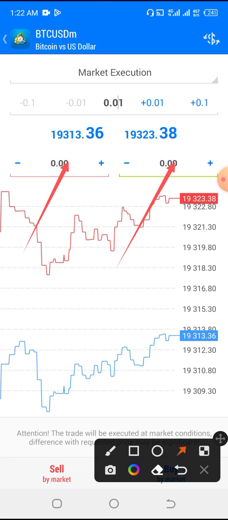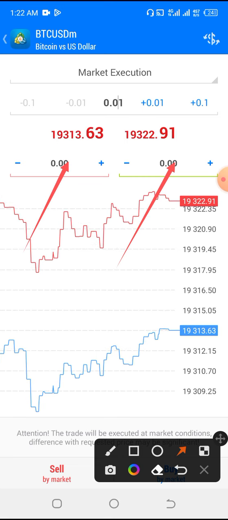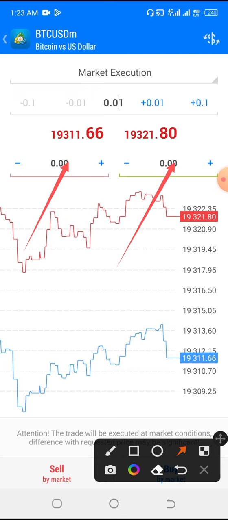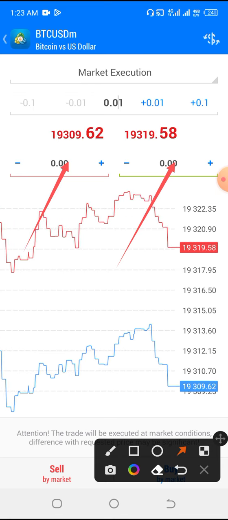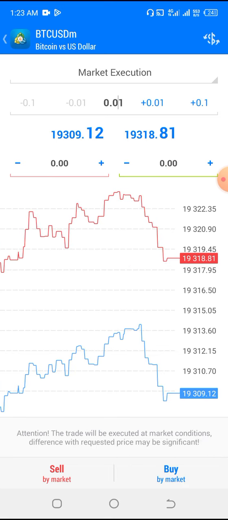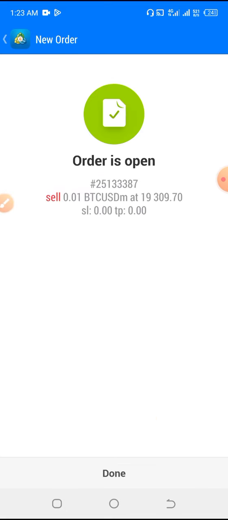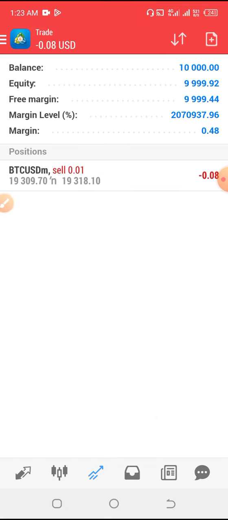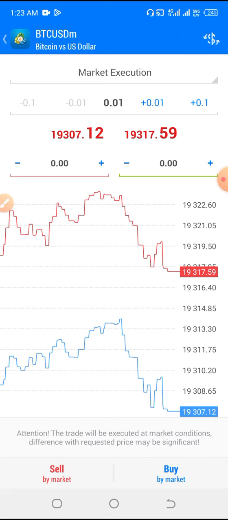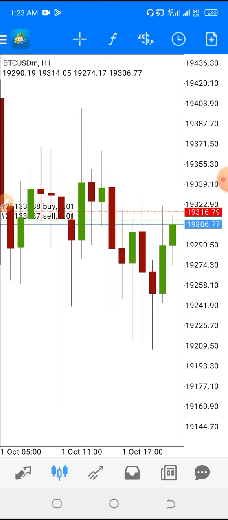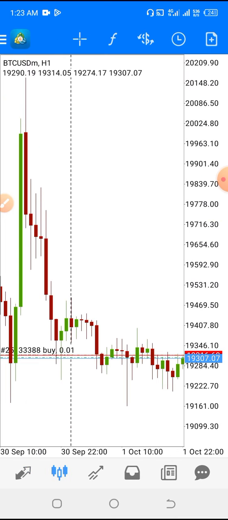Now, since there are so many people who don't know how to take a trade, let's say I take a trade of 0.01. How do you just take a trade? Let's say I'm selling, you just click sell. And if I'm buying, it's just buy, simple like that. You can also change to any lot size you want. I was just showing you how to open a trade there.